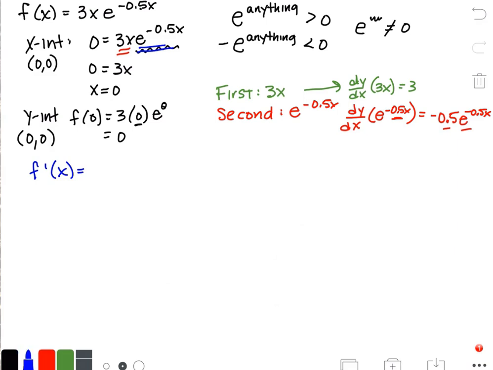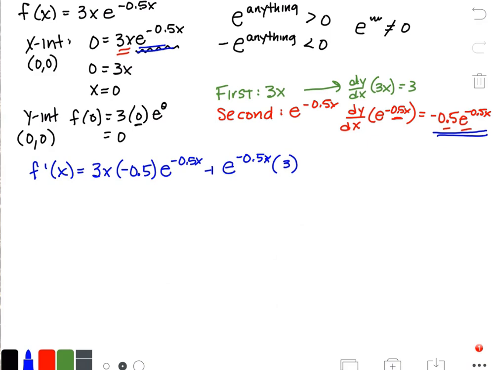Okay, so back over here to my derivative, I want my first, which is 3x, times the derivative of the second. So I'm going to multiply by negative 0.5 and then my e to the negative 0.5x. And then it's plus the second function, unchanged, times the derivative of the first, which is just 3. And now what I want to do is factor this so that I can set it equal to 0 and find my critical value.